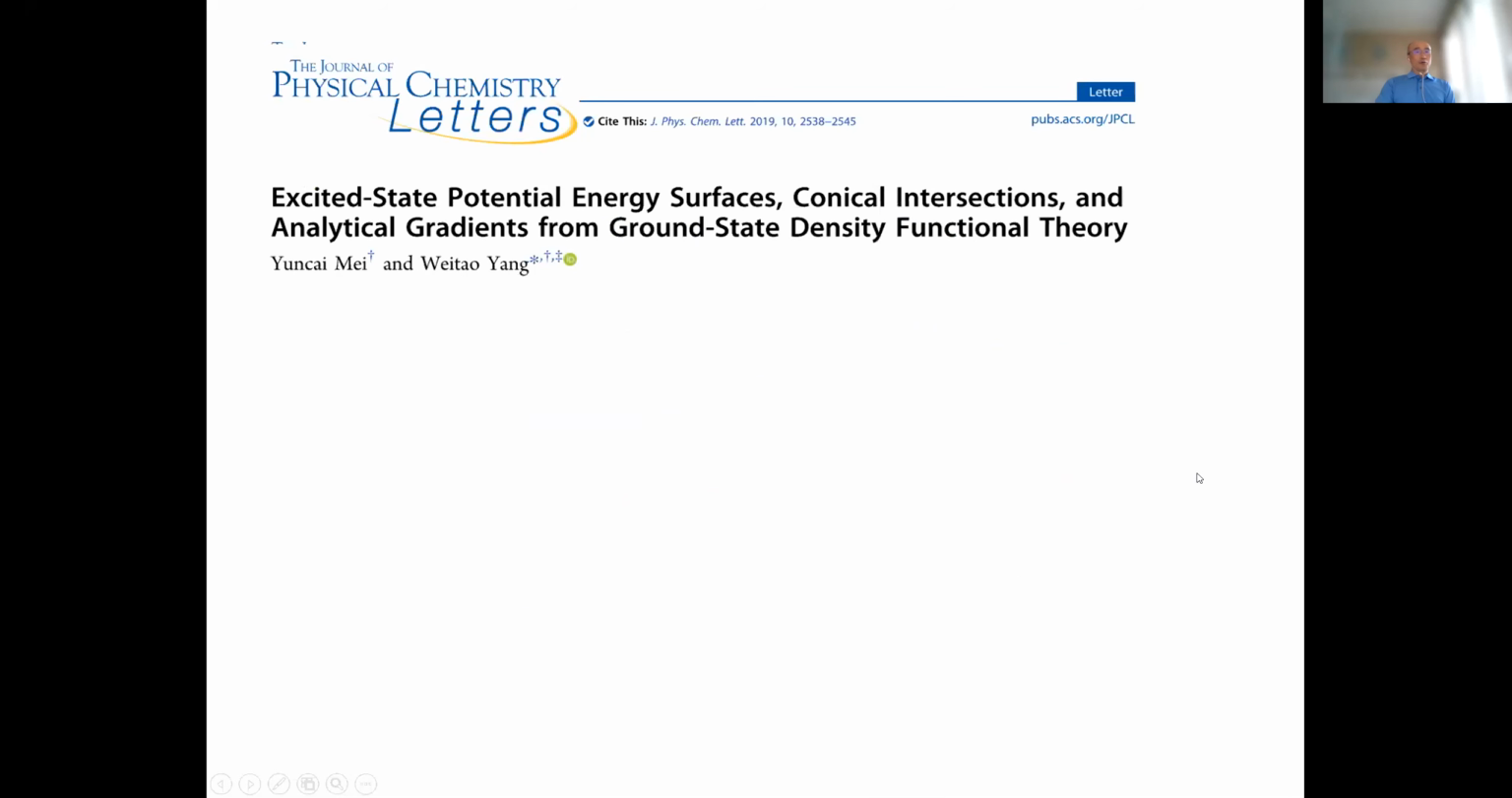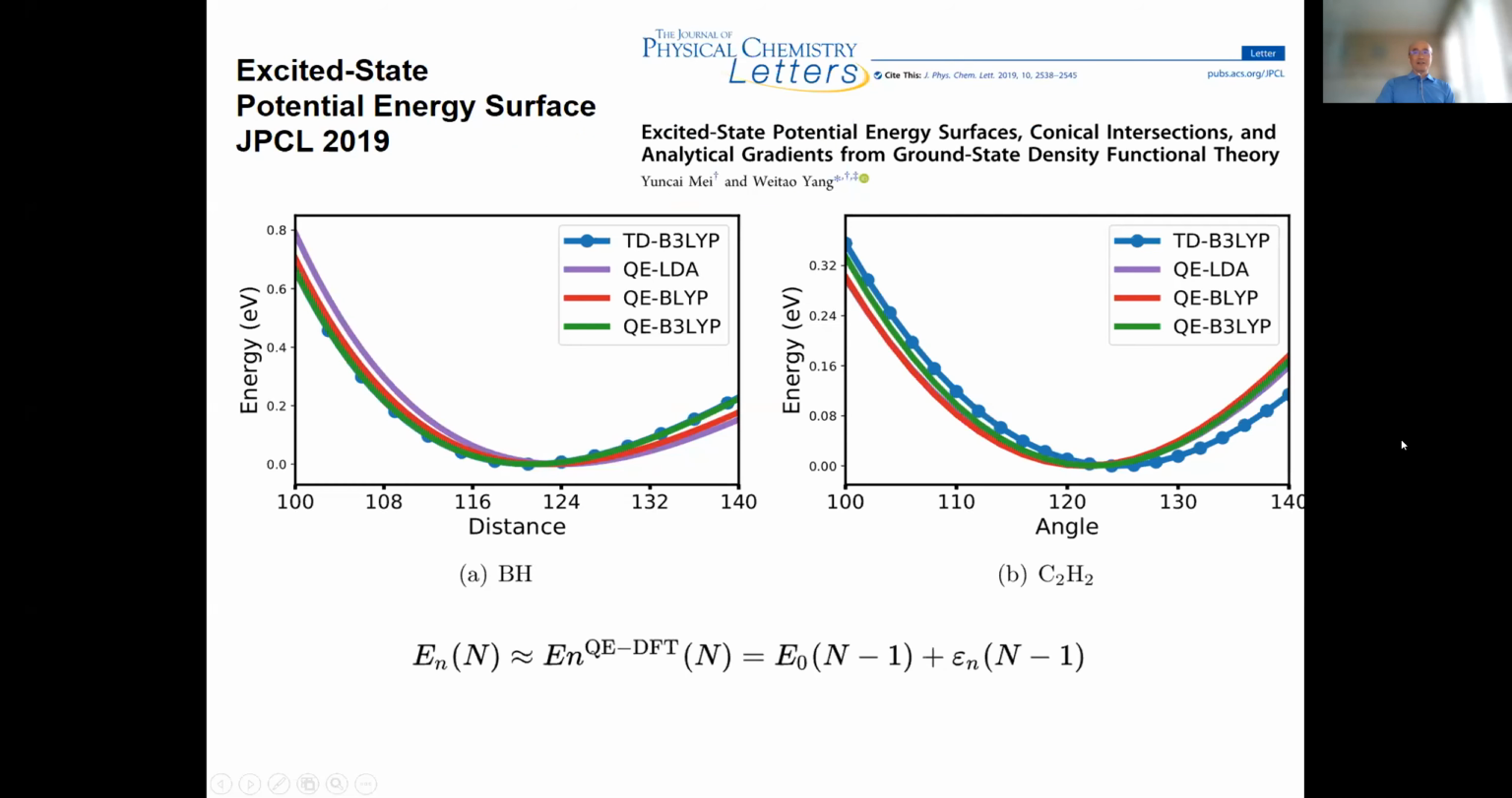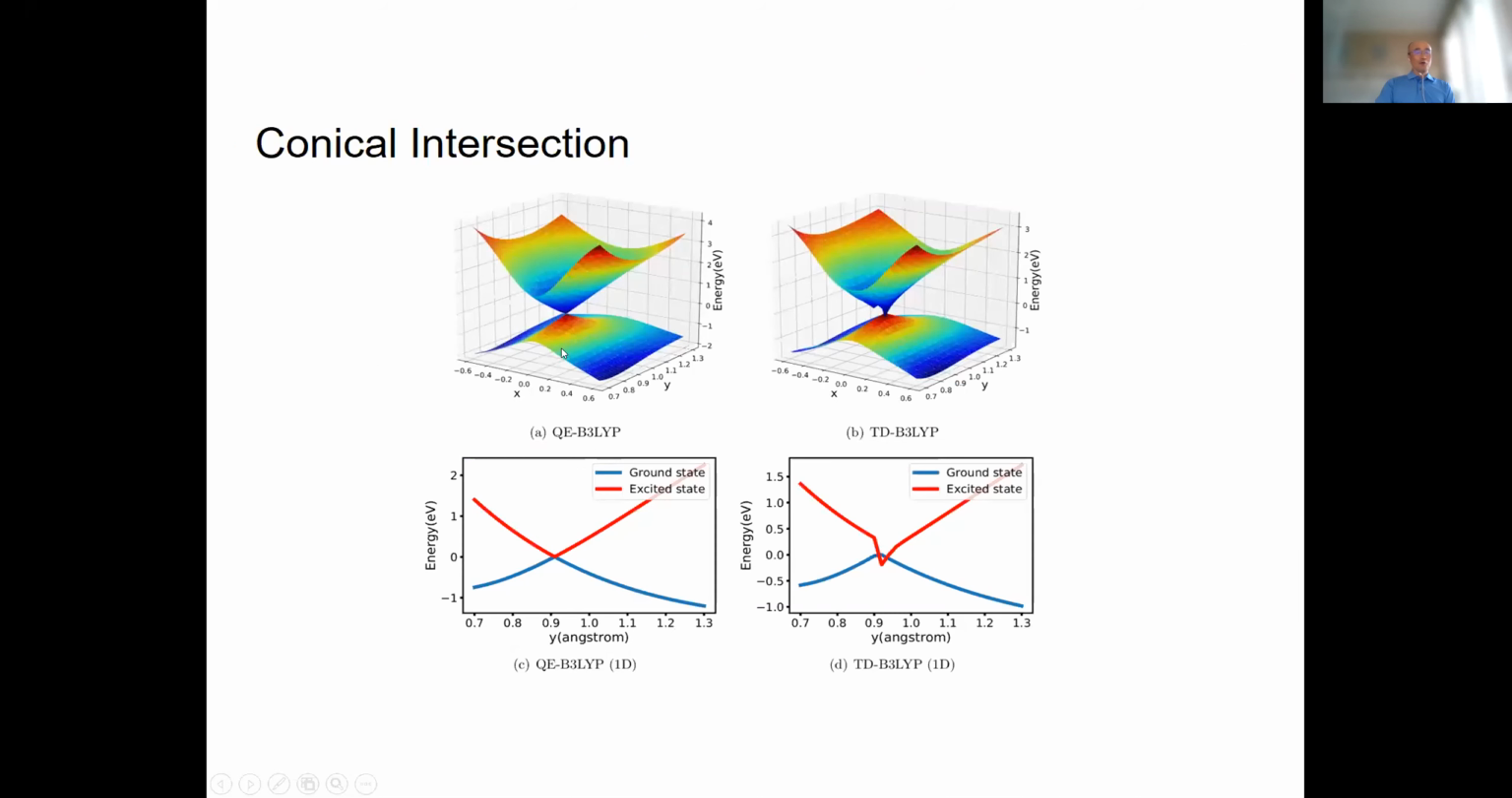Okay, so we can then study excited state energy surfaces and conical intersections. You can see that the surface looks just as good as TD-B3LYP, and the one incredible thing is that it describes the conical intersection, while B3LYP fails. And the QE-DFT is a much simpler calculation. All calculations are done in one shot, with one state of n-1 electrons. Then you get all the information for many excited states.